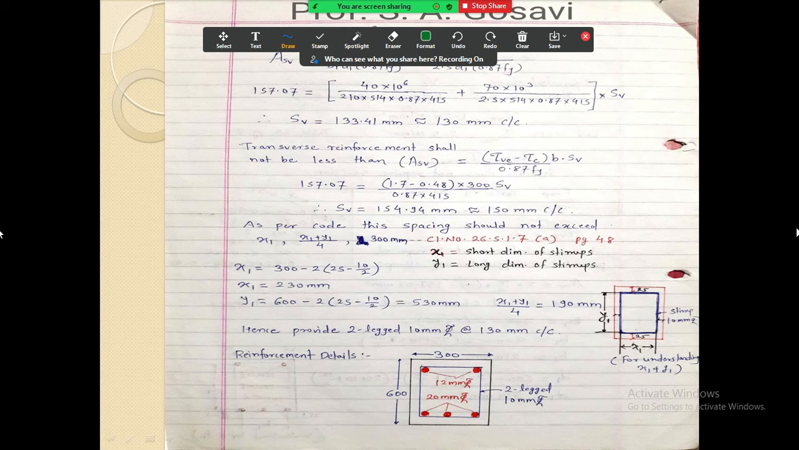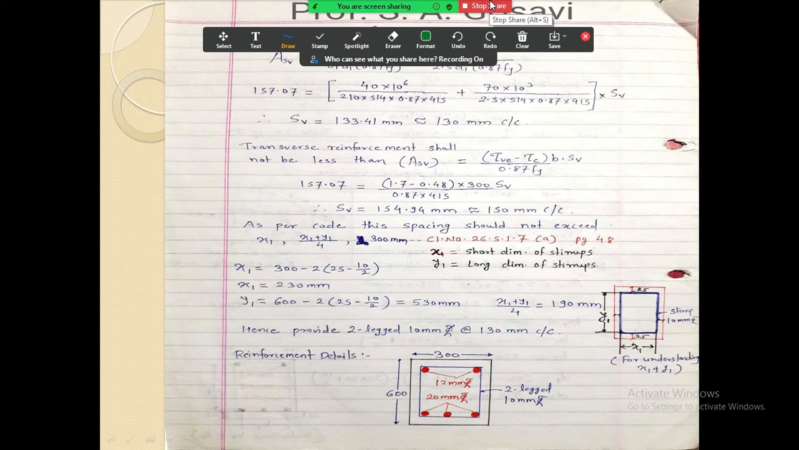26.5.1.7 in that A. Okay, कुठं सांगतो? Again, page number 48, clause number 26.5.1.7a. Okay, so in that some additional provisions are given for the spacing of the stirrups. Okay, so that also we should consider over here. So again we will move to page number 48 in the IS code.